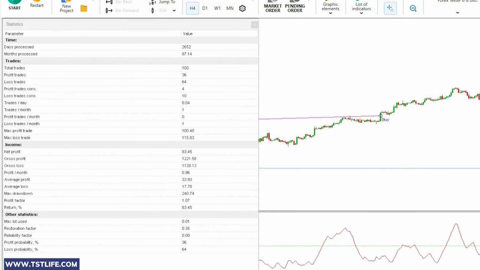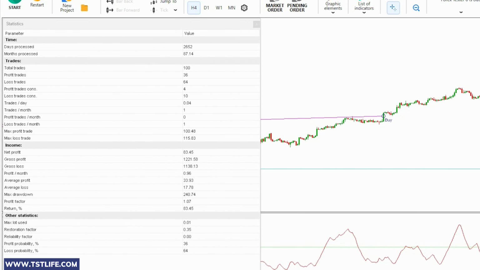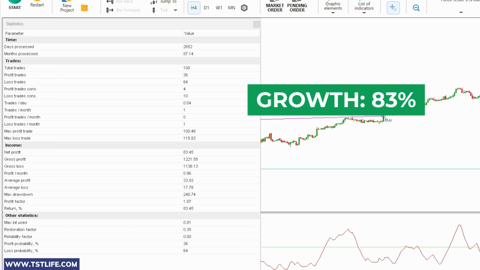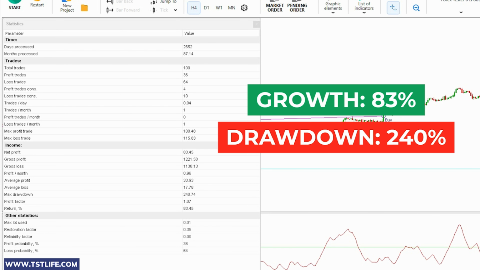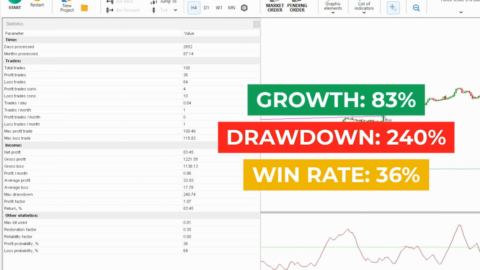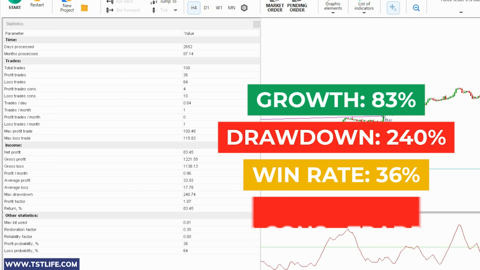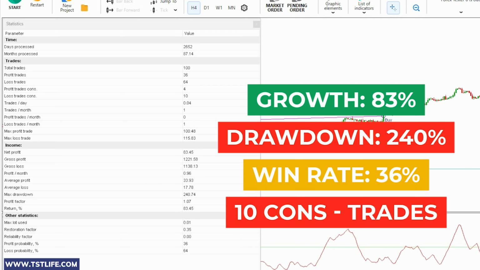We've just completed backtesting this strategy. The trading strategy was tested over 7 years. It achieved an 83% growth in profit, which is interesting. However, it also had a high drawdown of 240.74%, which means significant losses were experienced at some points. Additionally, the win rate is relatively low at 36%, indicating more losses than wins, and it's worth noting that there were 10 consecutive losing trades, which can be concerning.